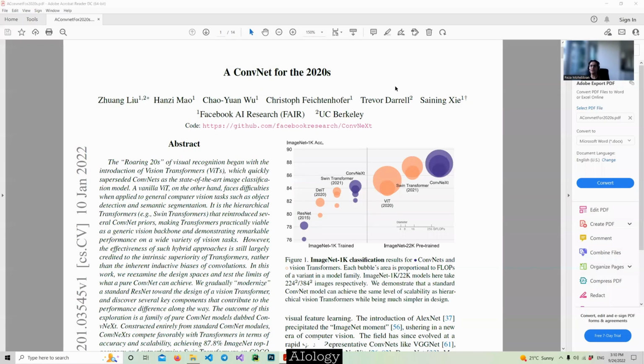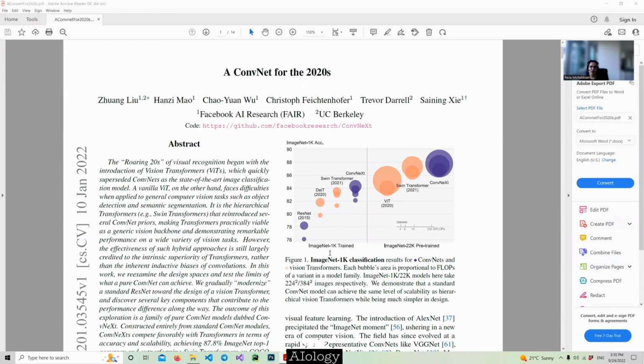Hello there. In this video, I want to talk about this paper, A ConvNet for the 2020s. This paper is published by Facebook Research and it is available from 10 January 2022. Basically, this paper is talking about what is the state of the convolutional neural network. Are the inductive biases coming from the convolutional neural network comparable with the transformers or not at all?